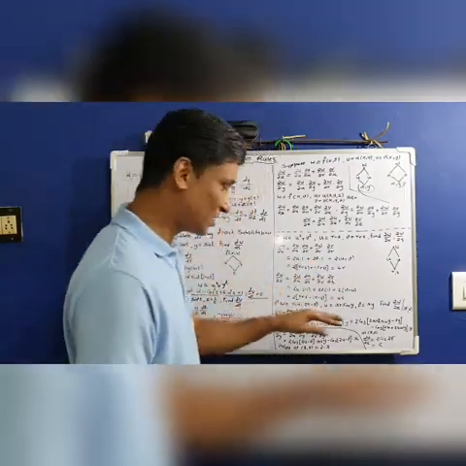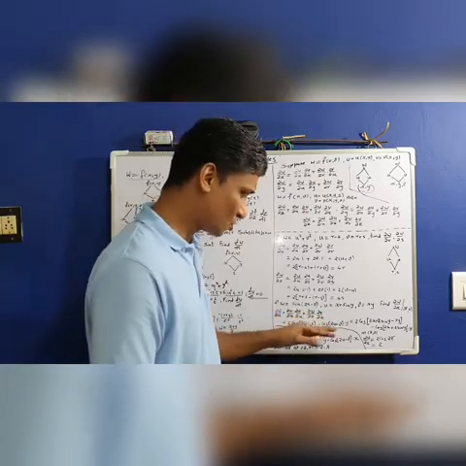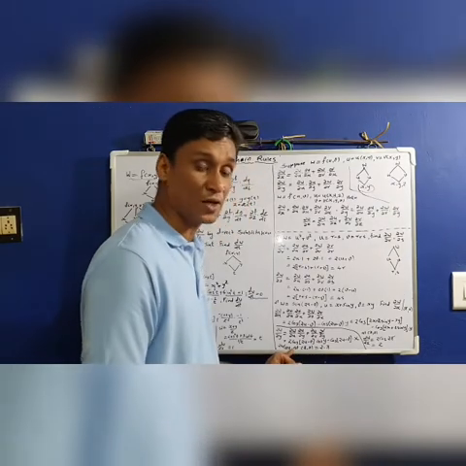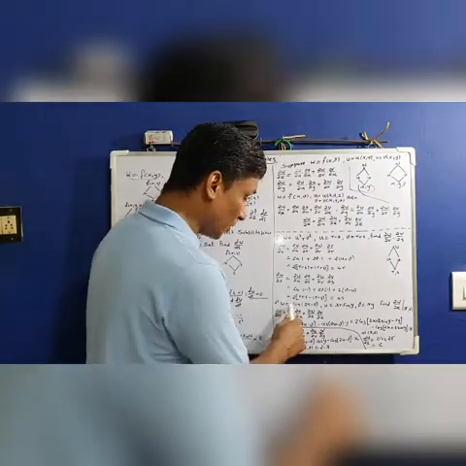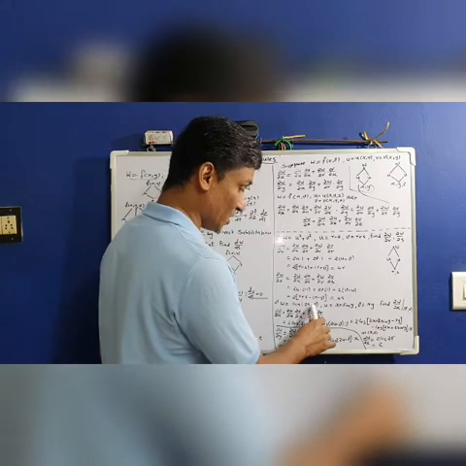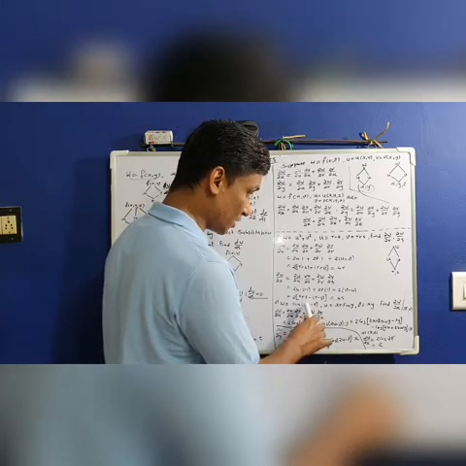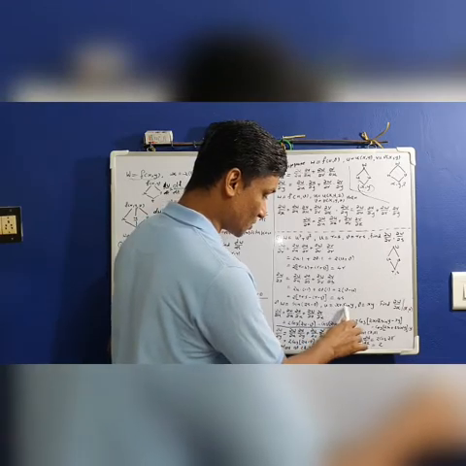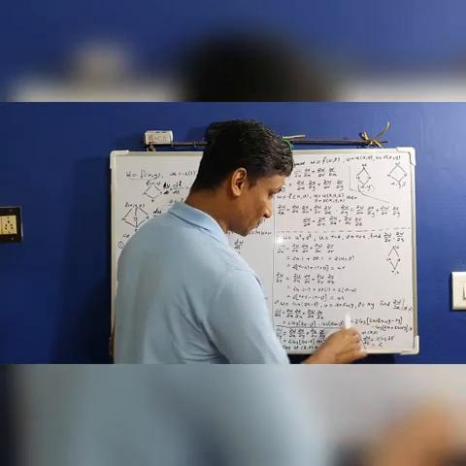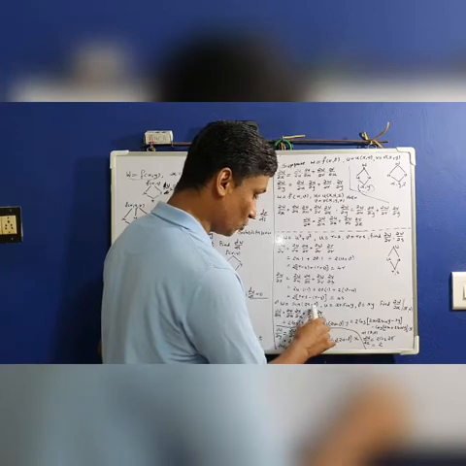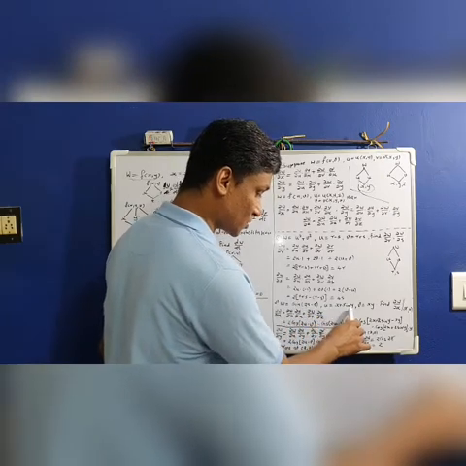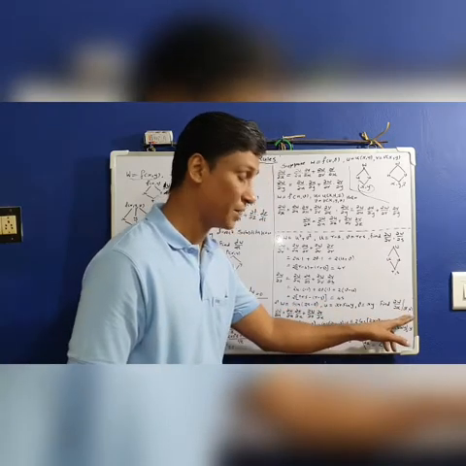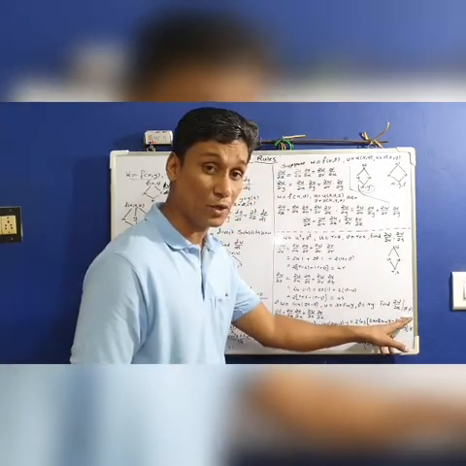This is somewhat a lengthy problem, so I will be doing only one part of it. The rest I have mentioned here. You can try it yourself. Now w equals sine of (2u minus v), where u equals x plus sine y, v equals xy. Find ∂w/∂x at (pi, 0).